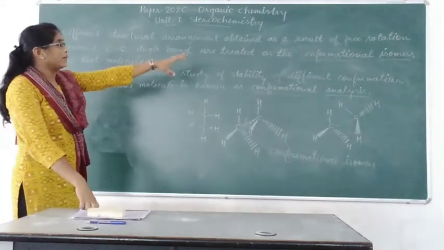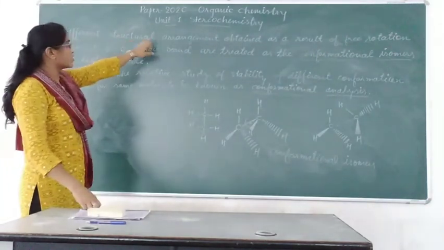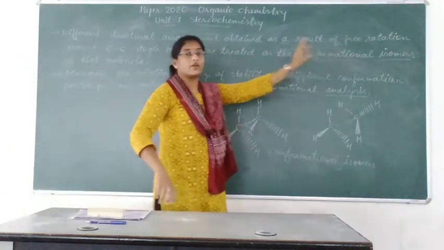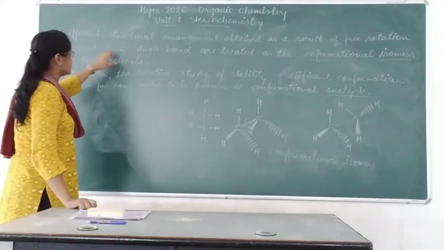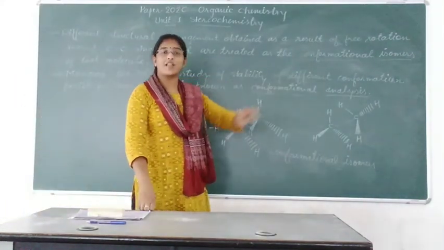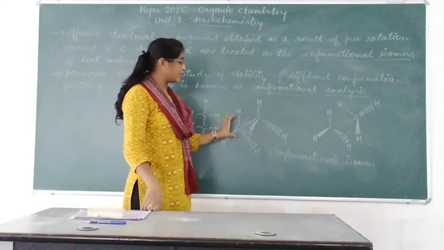What are conformational isomers? Different structural arrangements obtained as a result of free rotation around a CC single bond are treated as conformational isomers. That I told you with this example.